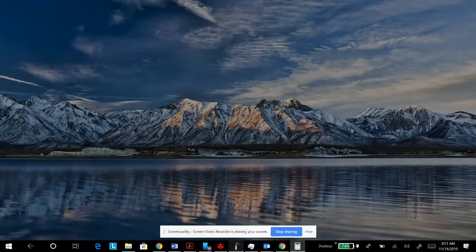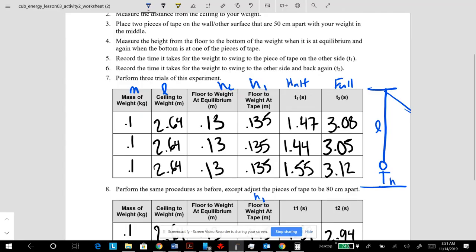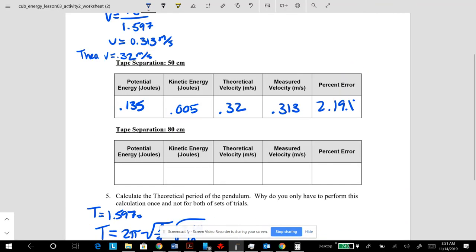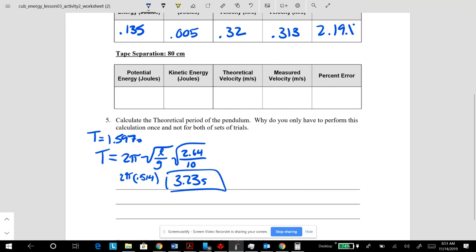So I'll go here, and I'll say this would also equal 1.61 seconds. Is that pretty close to my other half swing? Yeah. Exactly.